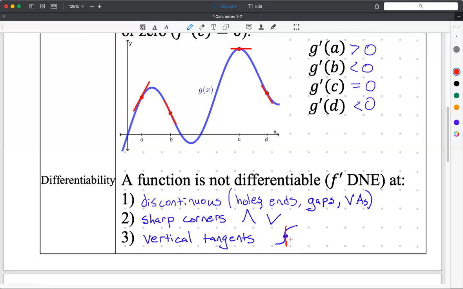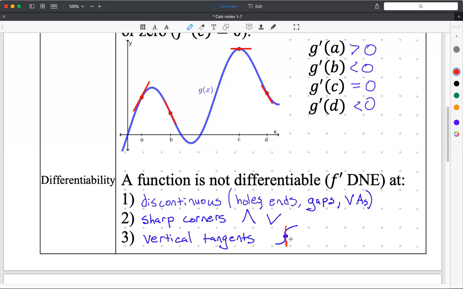All right, one of the best ways to memorize this is we're just going to say these over and over again. So a function is not differentiable at, and you guys are all going to shout out, you can unmute your microphones. A function is not differentiable at discontinuities, sharp corners, vertical tangents.